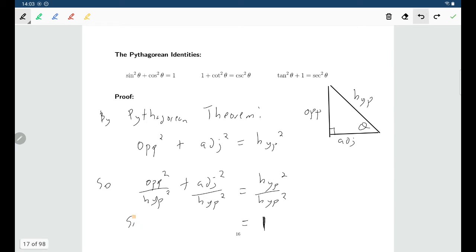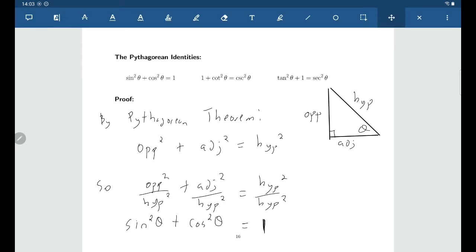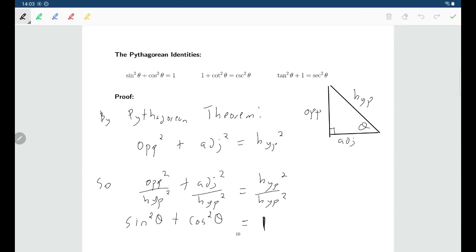Similarly, that second term, adjacent over hypotenuse, would be cosine of theta. And so if you have adjacent squared over hypotenuse squared, that should be cosine of theta, the whole thing squared, which we write as cosine squared theta. So there we go. We have our first trig identity proven. We know now, and can be happy and confirmed, that sine squared theta plus cosine squared theta is equal to 1.